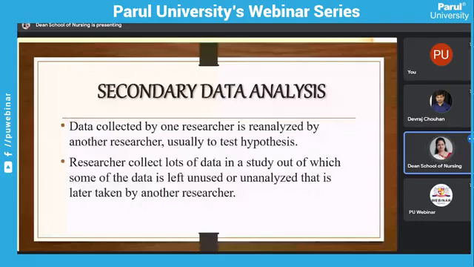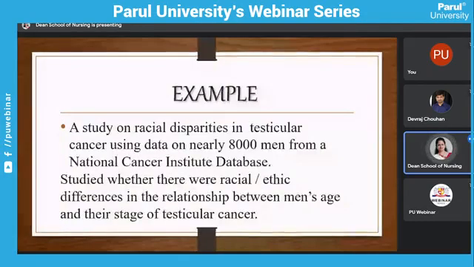For example, a study on racial disparities in testicular cancer using data on nearly 8,000 men from a National Cancer Institute database. It studied whether there were racial and ethnic differences in the relationship between men's age and their stage of testicular cancer.